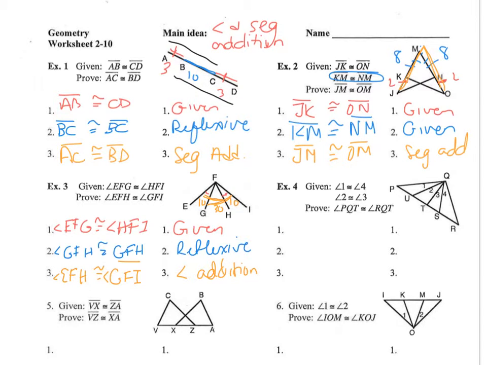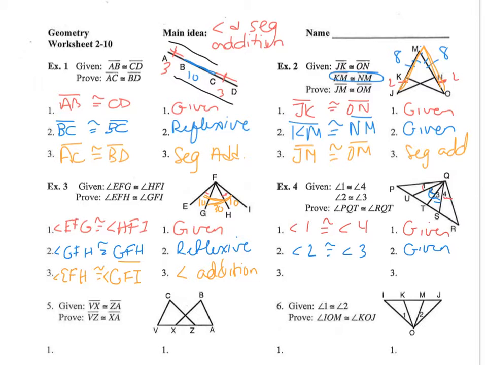Now let's go to example number 4. And again, we start with our proof, or start with what's given to us. Angle 1 is congruent to angle 4, and that's given. And I'm going to mark that on my paper. Angle 1 is congruent to angle 4. And then it also tells us that angle 2 is congruent to angle 3, and that is also given. So I'm going to mark that angle 2 is congruent to angle 3.